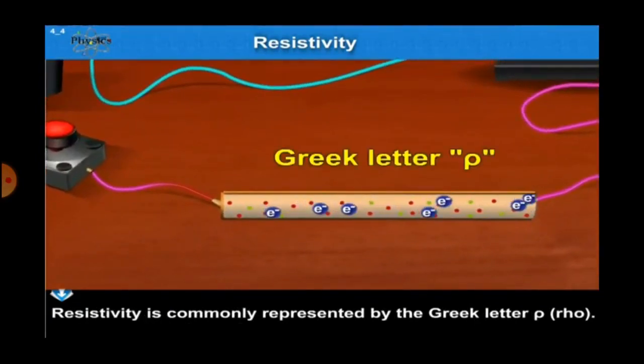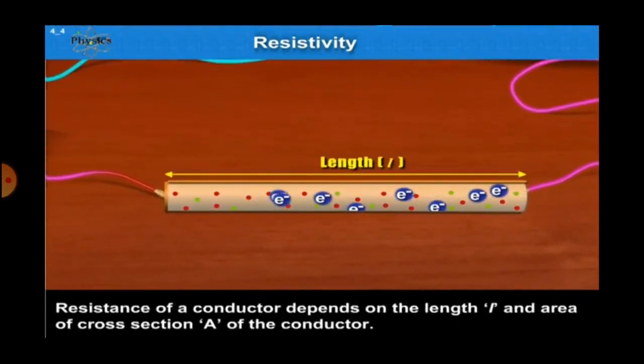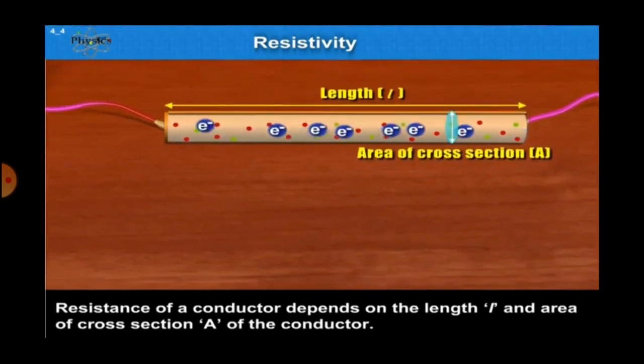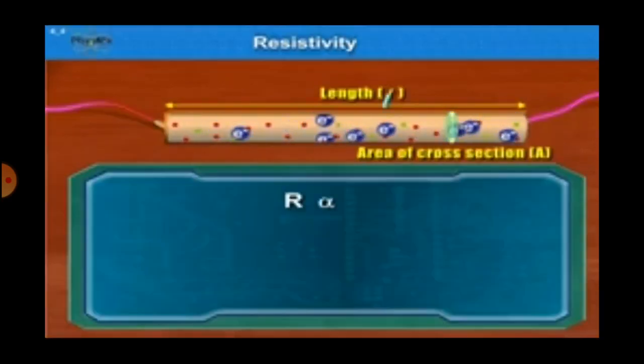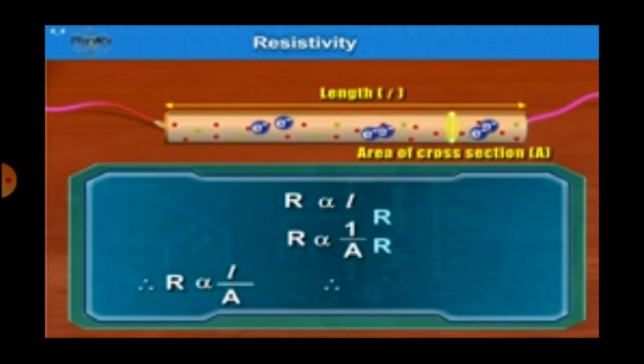The resistivity is represented by the letter rho, and the resistance of the conductor depends on the length of the conductor and the area of cross section of the conductor. The resistance is directly proportional to the length of the conductor and inversely proportional to the area of cross section. By combining both quantities, we get R is proportional to L by A.